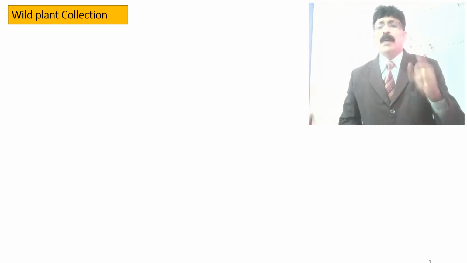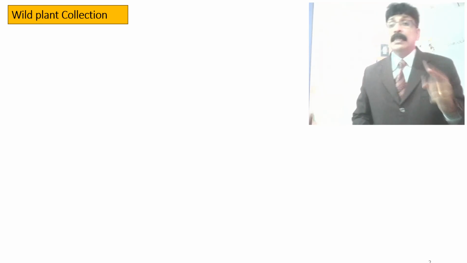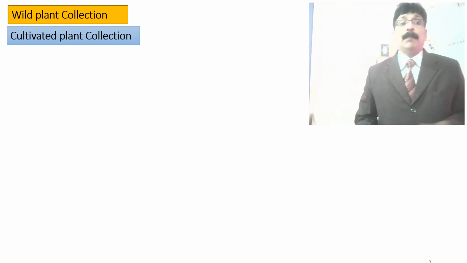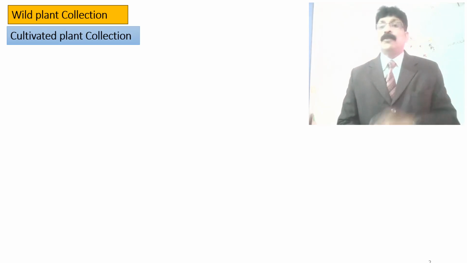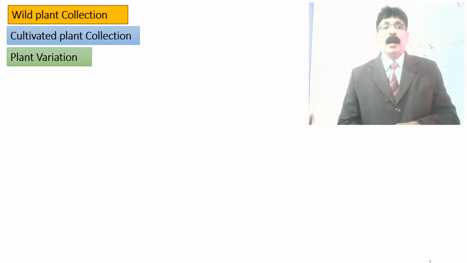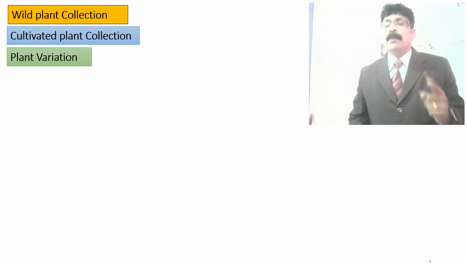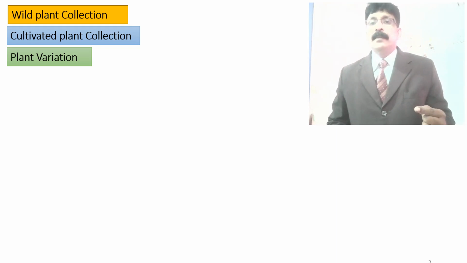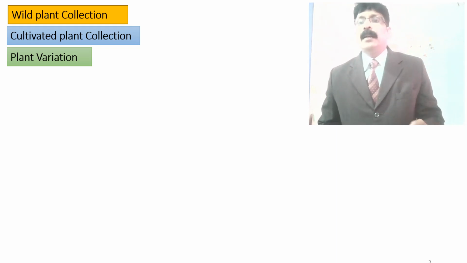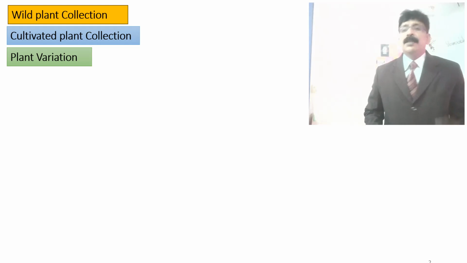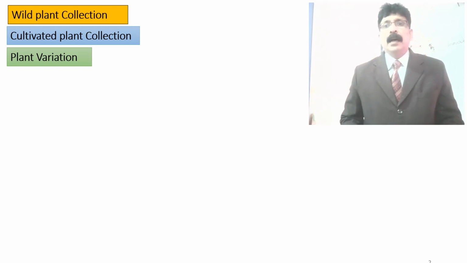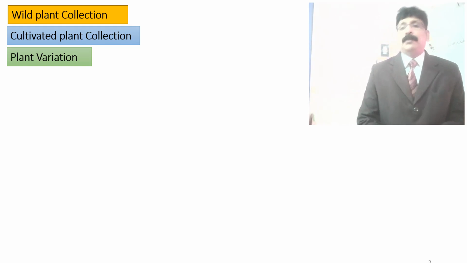So today we are going to discuss cultivation, collection, wild plant collection and its comparison with cultivated plant collection of medicinal plants. Plant variation is one type of question which comes to everyone. Even though the same species is grown in the same place by different cultivators, it gives different constituents, different sizes, and different characters are observed.